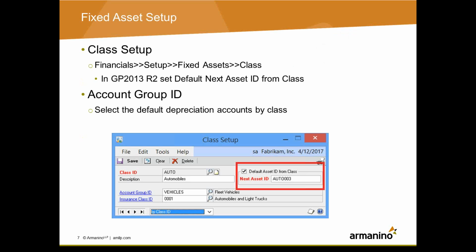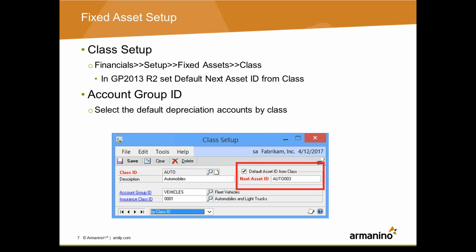So the first item up is our fixed asset setup. Before you can begin setting up your assets, you have to create classes for your items. In GP 2013 R2, we have an additional option for you, which is to default the next asset ID from the class setup window. You can set up your classes in multiple ways. Most often it's by type of item. You can also do it by location if that works better for you.